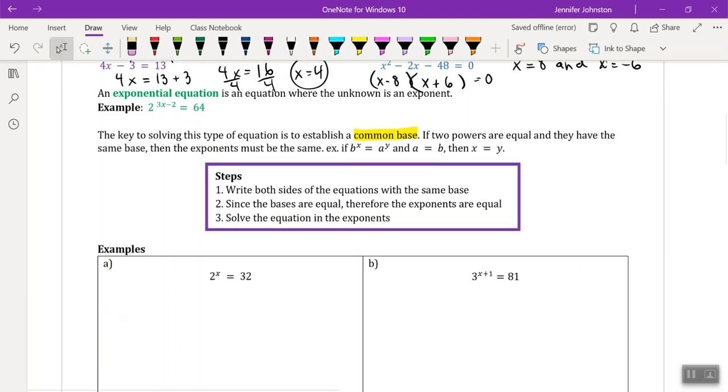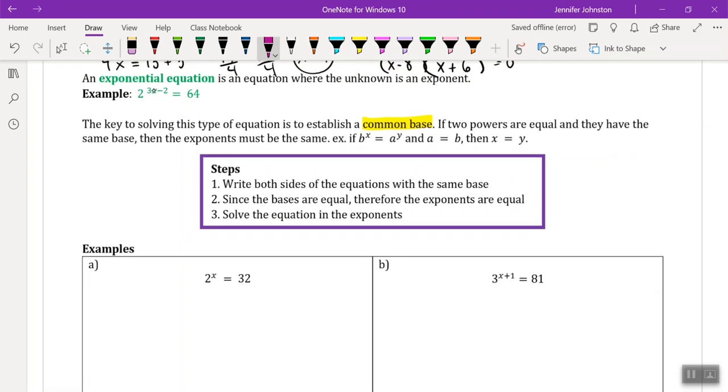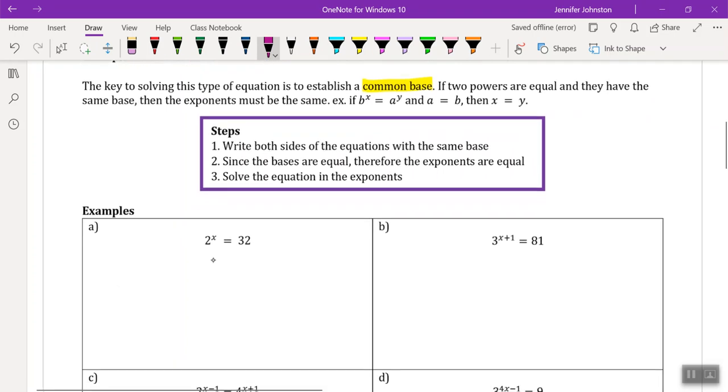All right, so steps: write both sides of the equation with the same base. Okay, we're going to do that right here. So like 2 to the power what is 32. That's all we're looking for. Since the bases are equal, therefore the exponents have to be equal. That makes sense. You just plug in some things for x and try to get 64. Okay, just like that. And solve the equation.